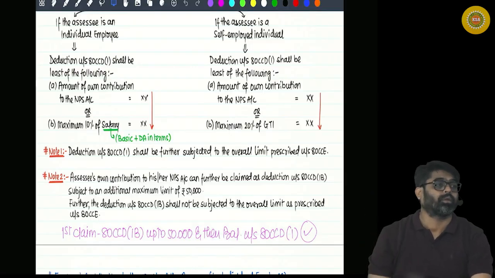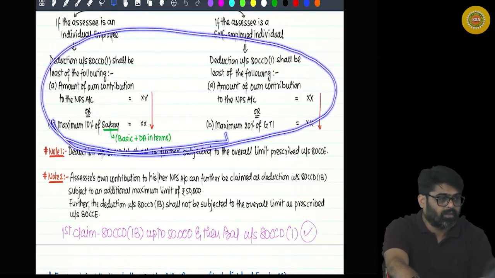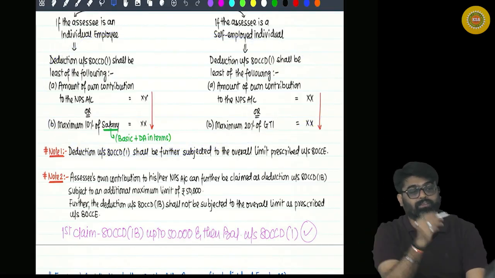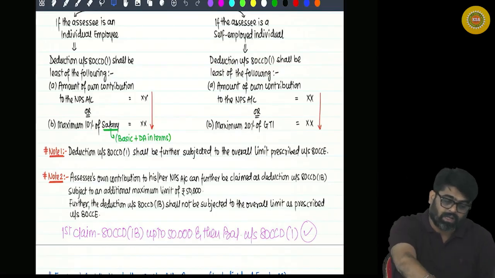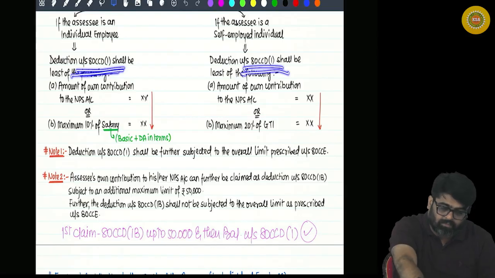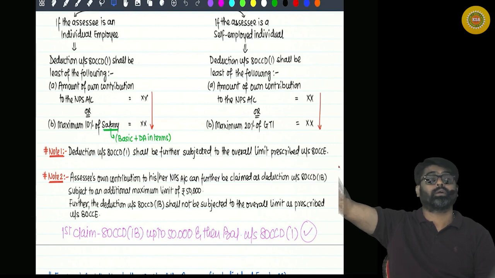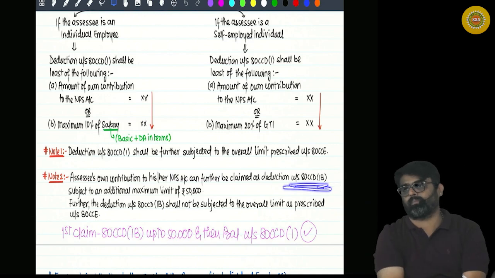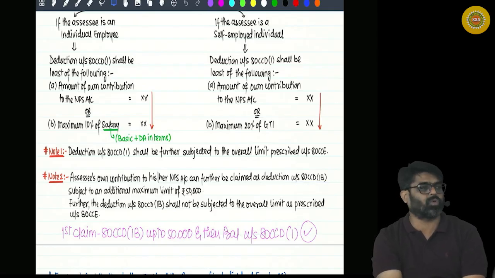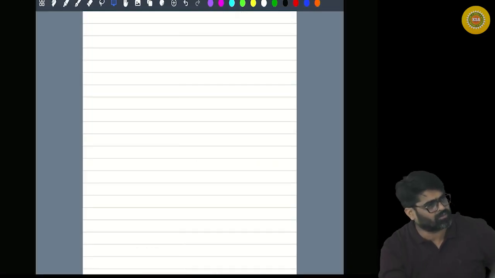Getting my point? Now, remember one thing, the deduction which you are claiming under 80CCD(1) will be subjected to overall limit of 80CCE. What did I say? The deduction which you are claiming under 80CCD(1) will be further subjected to overall limit of 80CCE. However, the deduction under 80CCD(1B) will not be subjected to overall limit of 80CCE. Now what is 80CCE? I'll tell you.